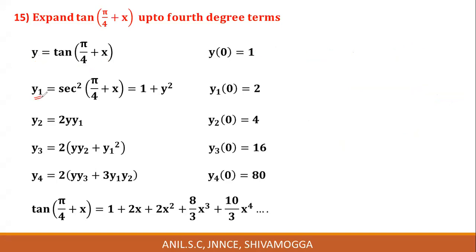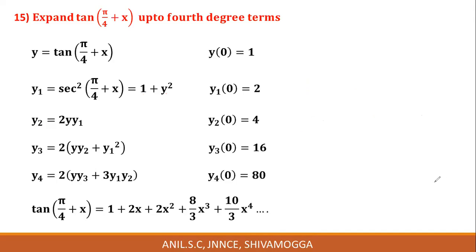Again differentiate. Derivative of y1 is y2. Here 1 is a constant, its derivative must be 0, and derivative of y square is 2y into derivative of y with respect to x, which is dy by dx or y1. That is 2y into y1. Put x is equal to 0. When x is equal to 0, y2 will be y2 of 0. This is equal to 2y y1. 2y, y is 1, into y1, y1 is 2. Therefore, 2 into 1 into 2 is 4. y2 of 0 is equal to 4.